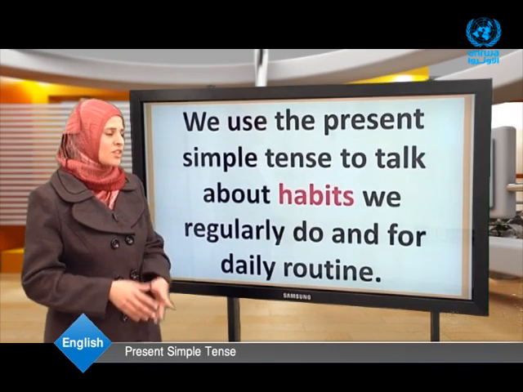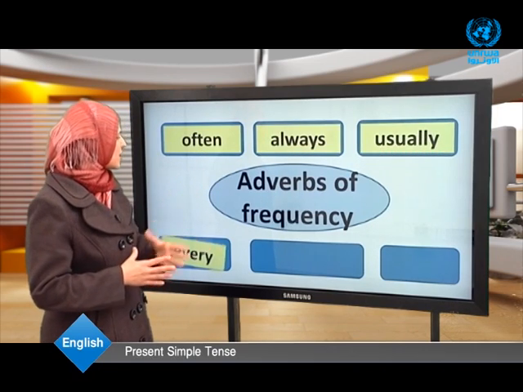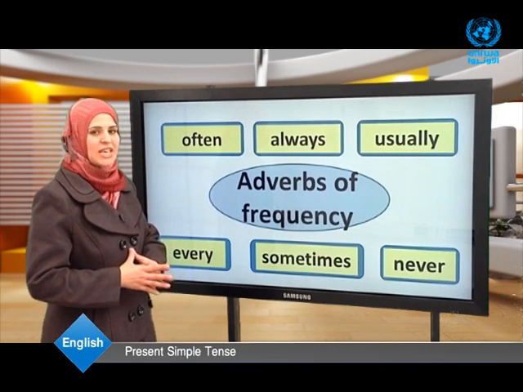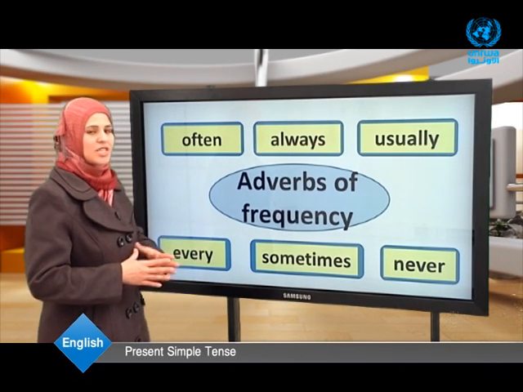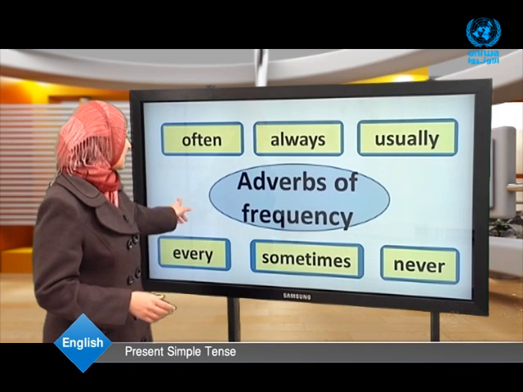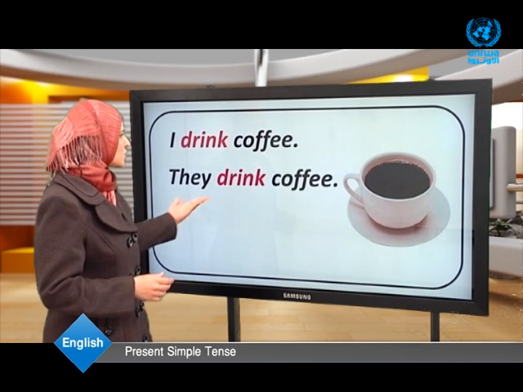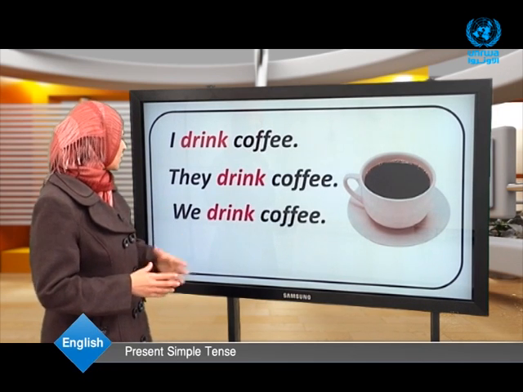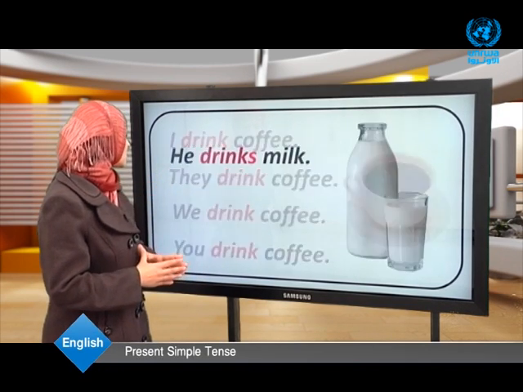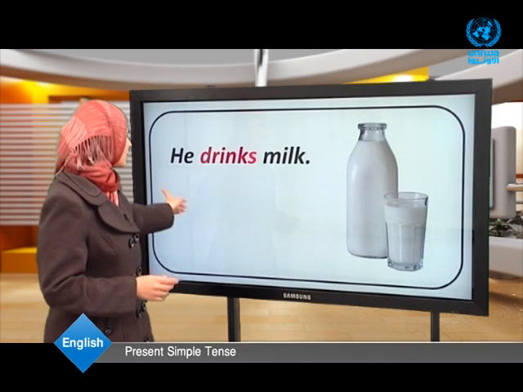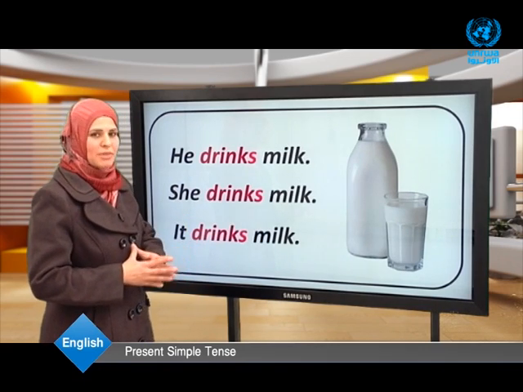Now, let's revise together adverbs of frequency. Look. Often, always, usually, every, sometimes, and never. Let's read them once again. Often, always, usually, every, sometimes, and never. Now, look, I drink coffee. They drink coffee. We drink coffee and you drink coffee. While with other pronouns, look, he drinks milk. She drinks milk and it drinks milk.